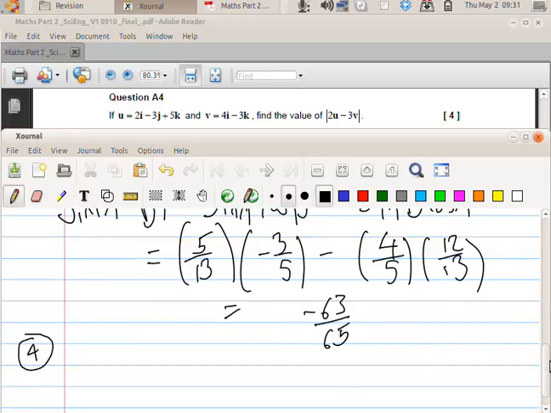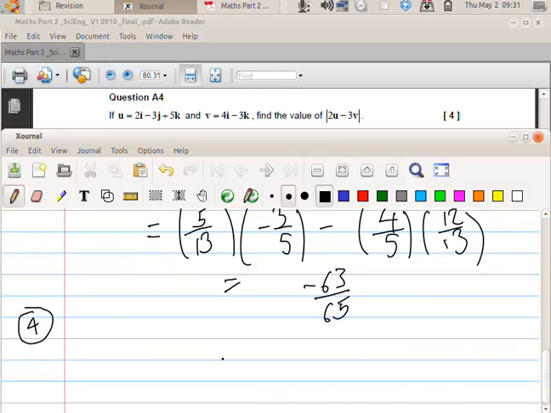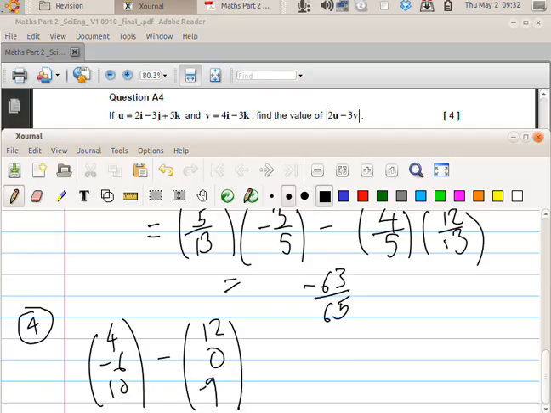Right, 4. Magnitude of 2u minus 3v. Come on, that's... Did you not sleep enough last night? You're kind of being a bit crazy today. 2u, what's 2u? Well, that's 4, minus 6, 10. And what's minus 3v? Well, I'll just put in the 3v first, which is 12, 0, 9. Minus 9. So we use the formula here? Well, first I'm just calculating 2u and 3v, and then I have to subtract them. So that would be minus 8, minus 6, and 19.